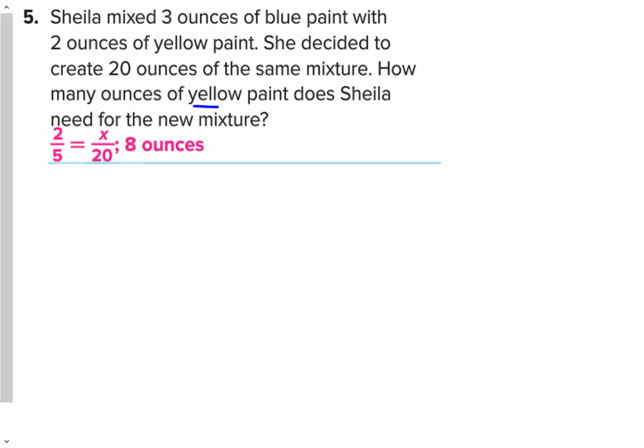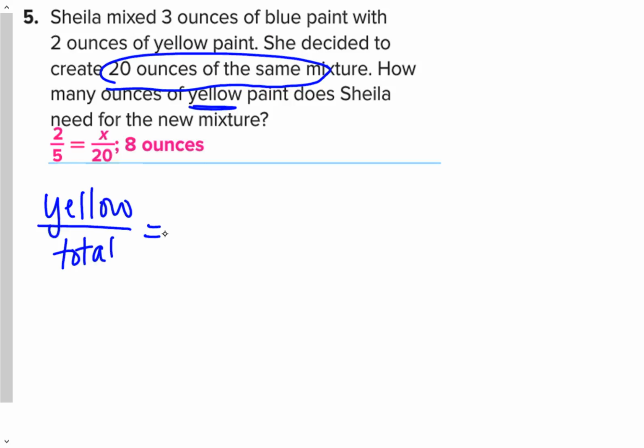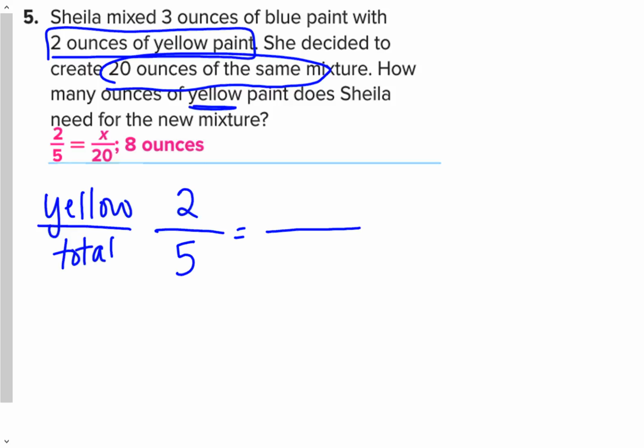They actually want how much yellow paint that she has compared to the total amount of paint because they said 20 ounces total of the same mixture. So we just have to make sure that we're setting this problem up correctly. So here, the original was 2 ounces of yellow paint. The total amount is 2 plus 3, so that's why it was really tricky. They want to know how much yellow they're going to need, but you know that the total is 20.